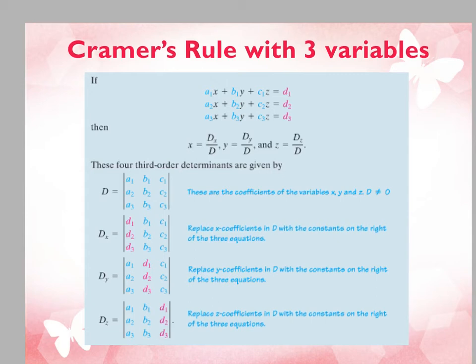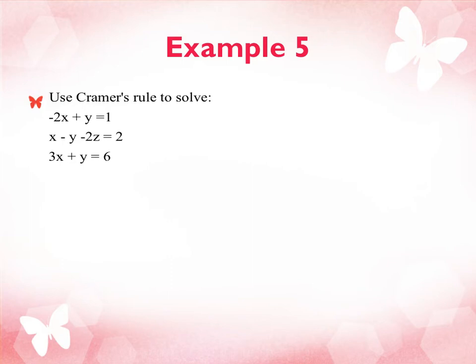Figure out all 4 of those determinants and then put the D of x over the D, the D of y over the D, and the D of z over the D. So again, on a test, it's not going to say, here's a determinant, or here's a 3 by 3, find the determinant. You are going to do the 3 by 3 by doing Kramer's rule. All right, so we're going to work through one.